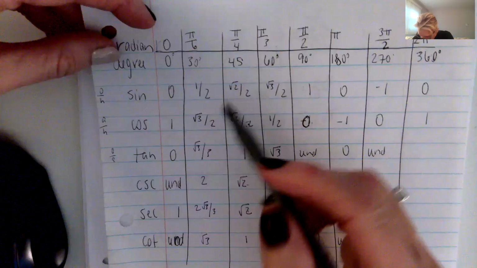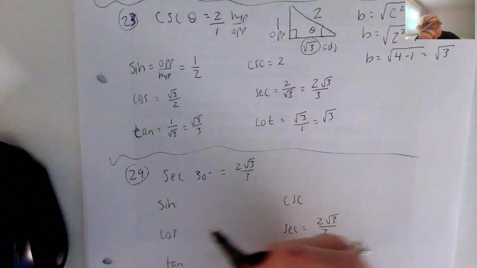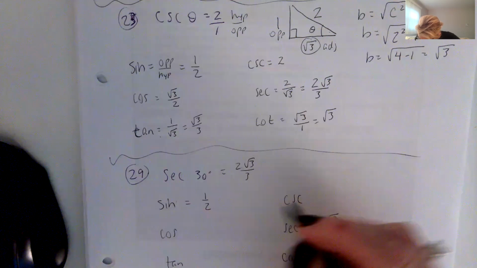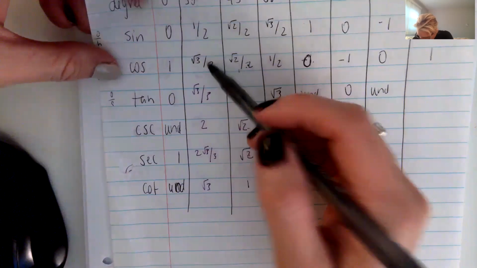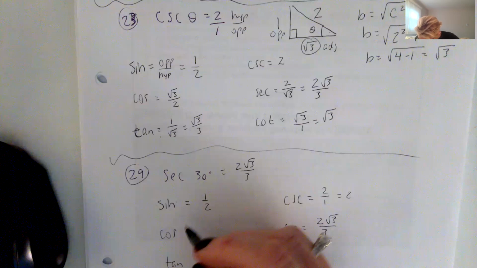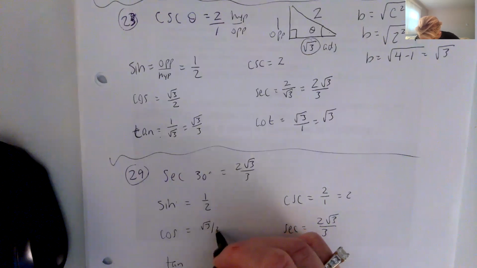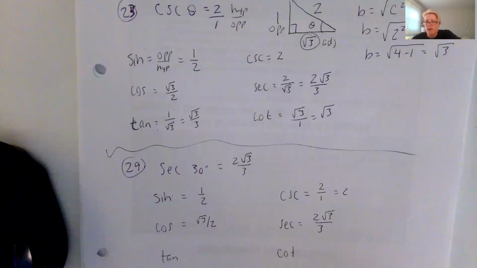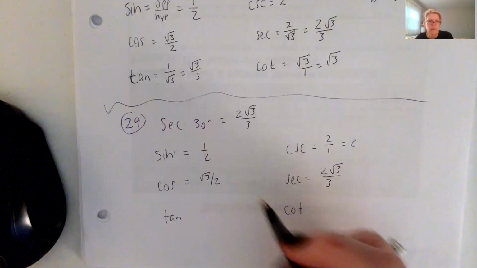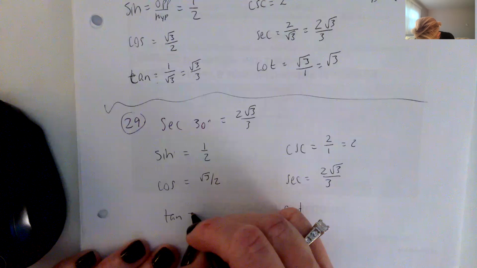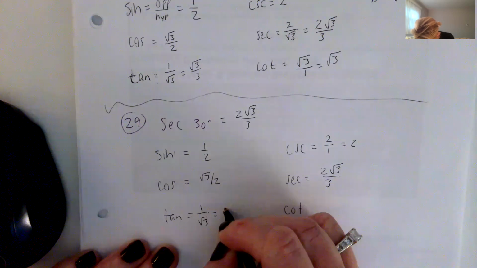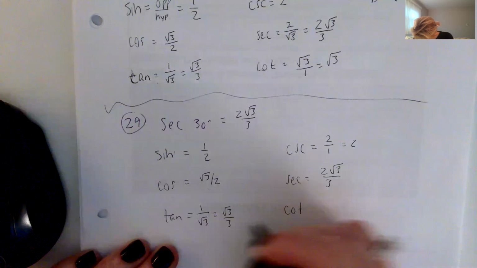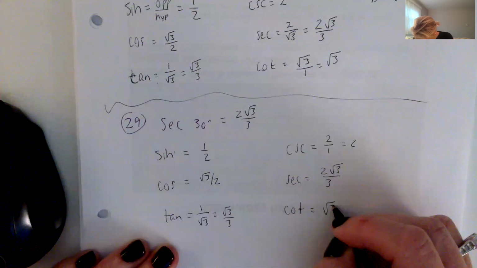So we know at 30 that sine is 1/2. So that means that cosecant is 2 over 1 or 2. And we know at 30 that cosine is square root of 3 over 2. And the tangent is sine over cosine, 1 over the square root of 3, or the square root of 3 over 3. And so cotangent is going to be just the square root of 3.